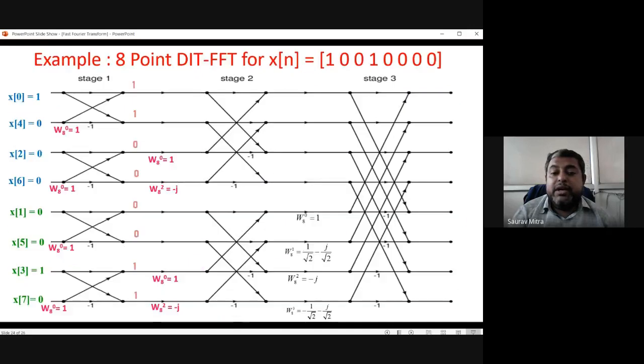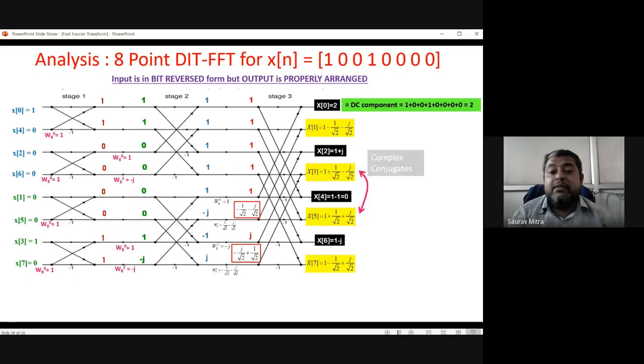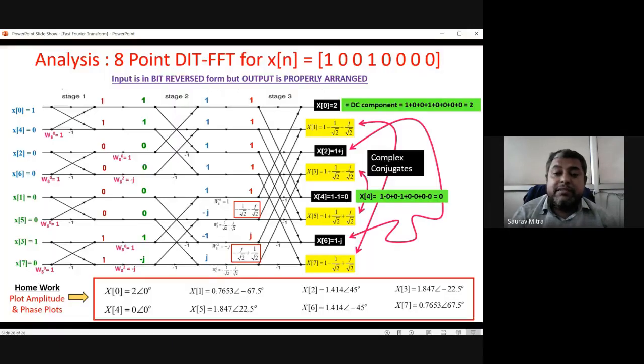So I have done the 8-point DIT FFT, and the results are matching, and they comply with whatever understanding we have developed so far. That is, if there is 8-point FFT, there will be 8 different results. In that, x0 will be the DC component, x1 x7 will be complex conjugate, x2 x6 complex conjugate, x3 x5 complex conjugate, and if plotted, all the amplitude plots will produce an even spectrum and all the phase plots will produce an odd spectrum.